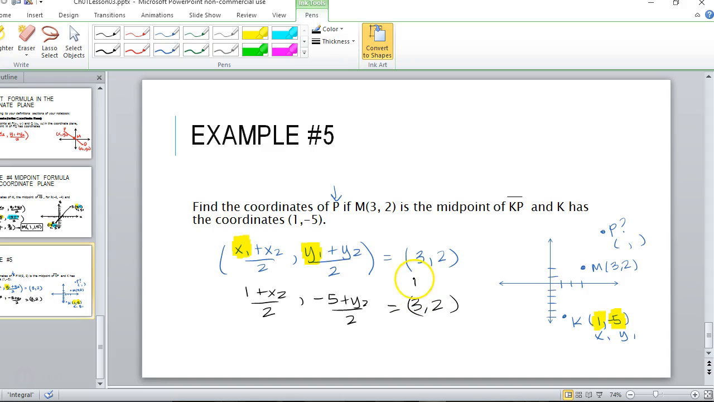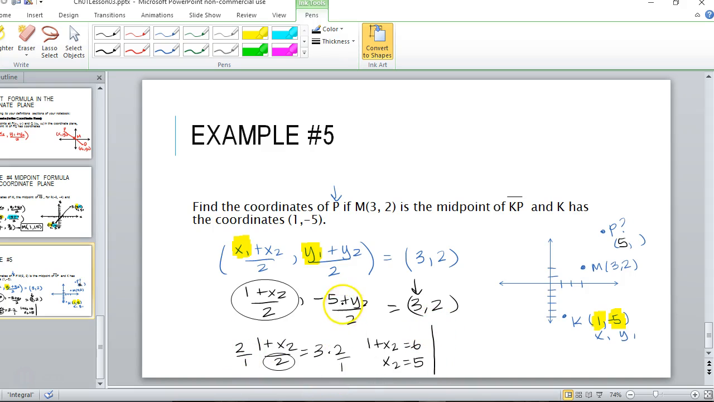All right, this is the x-coordinate. We are going to set the x stuff equal to that. So (1 plus x2) over 2 equals 3. And let's go ahead and solve that. To get rid of the denominator, I'll multiply both sides by 2. So 1 plus x2 equals 6. 3 times 2 is 6. And then to solve for x2, I subtract 1 from both sides. So I know the first part of this is 5.